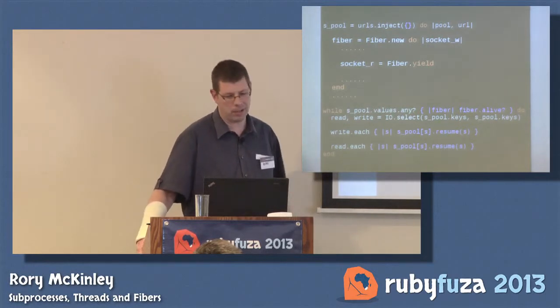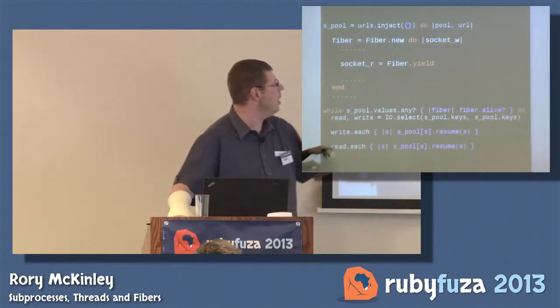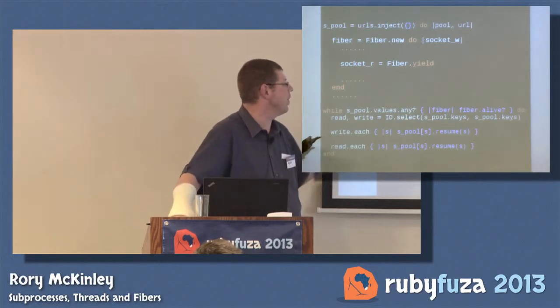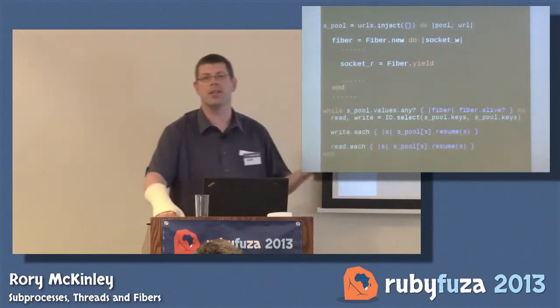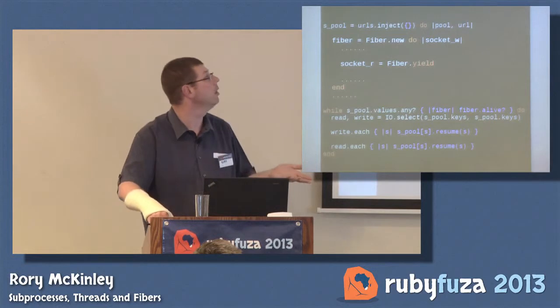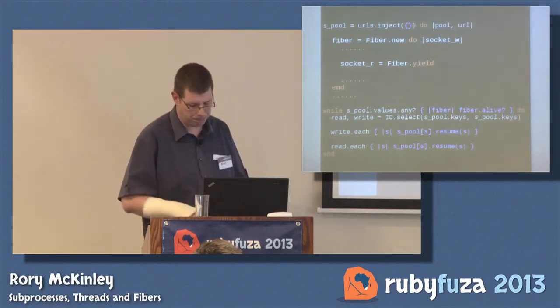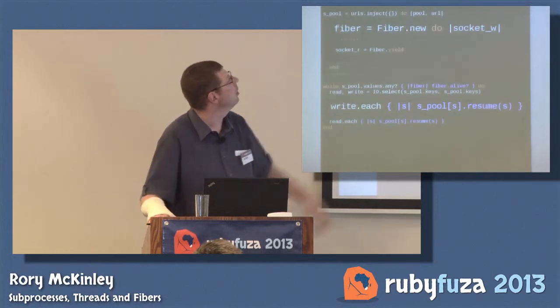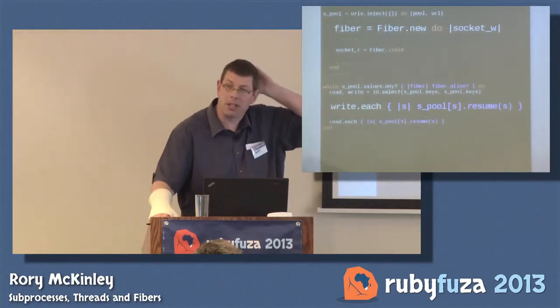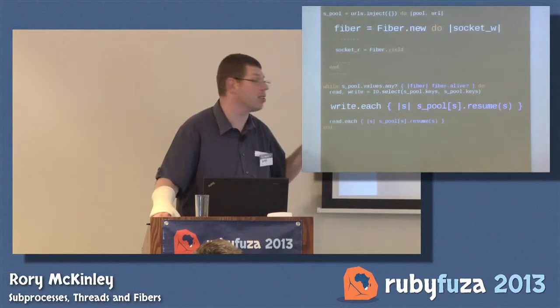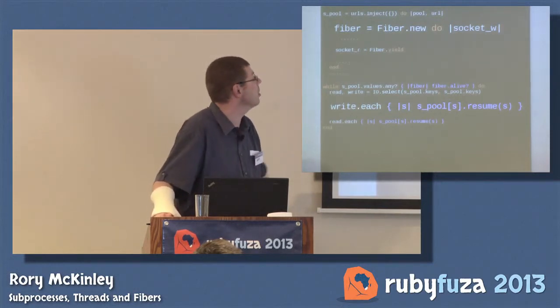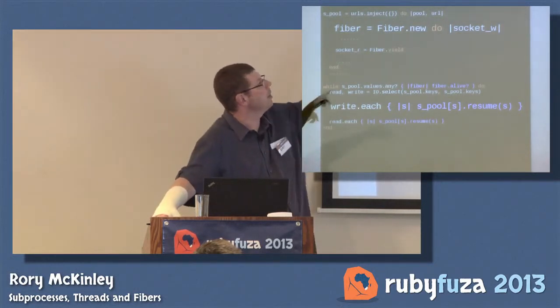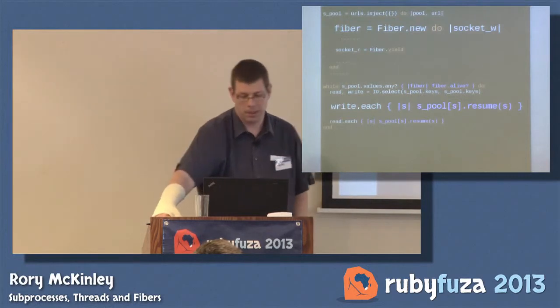And this isn't the world's most readable code, I apologize. But effectively what you're doing is finding each of the fibers that are associated with the socket, and we're giving the fiber the socket again. So the first time you call resume, whatever you pass to resume becomes the value that gets passed into the block. So that's only the first time. So the first time we pass in the socket from the right group, it becomes socket underscore W.